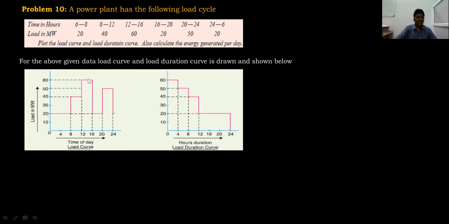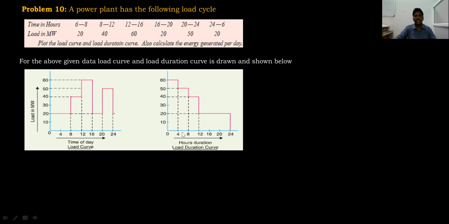From here, we can find the maximum demand, and the question also requires the load duration curve to be drawn. For the load duration curve, first we have to draw the maximum demand. The maximum demand on the power station is 60 megawatts, for how many hours? 12 to 16 means 4 hours. So for 0 to 4 hours, the maximum demand is 60. The next highest peak is 50, drawn from 20 to 24, which is 4 hours. So 4 to 8, the value is 50.